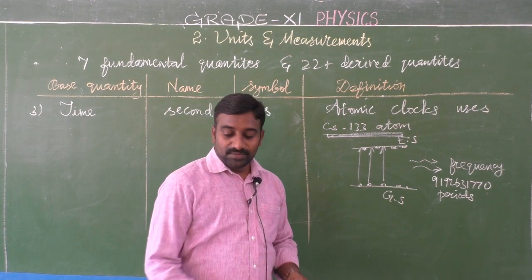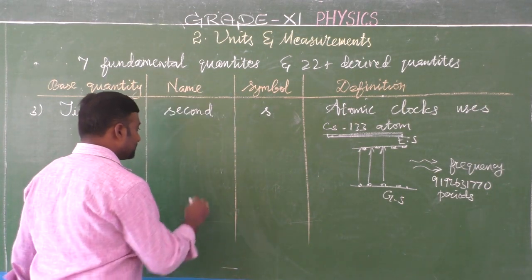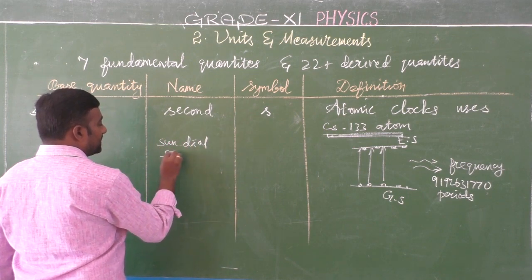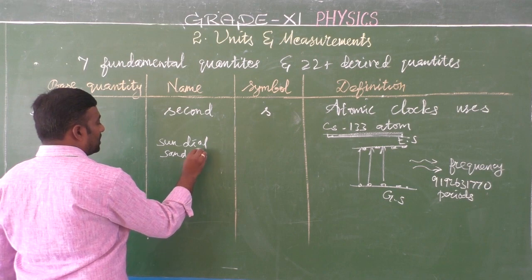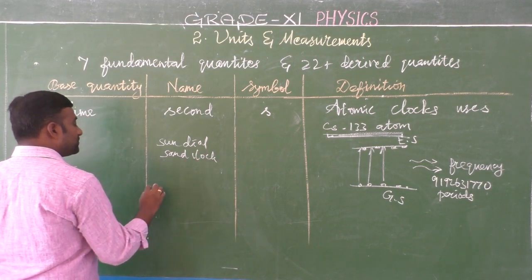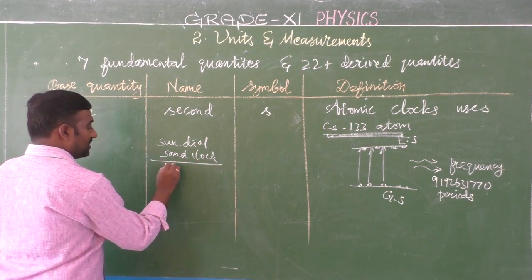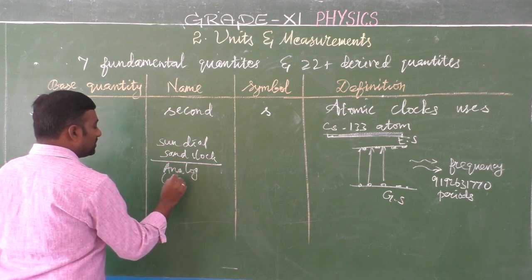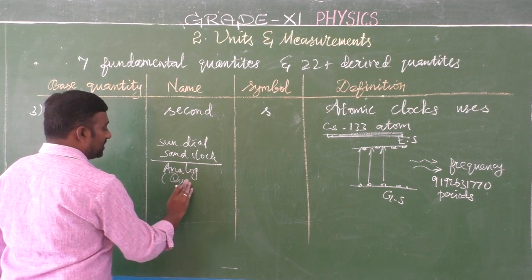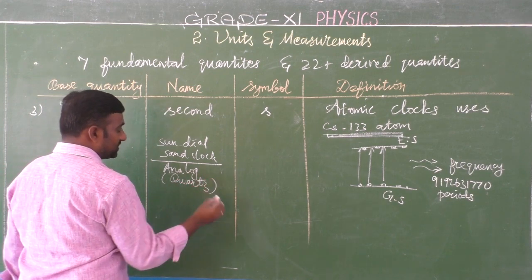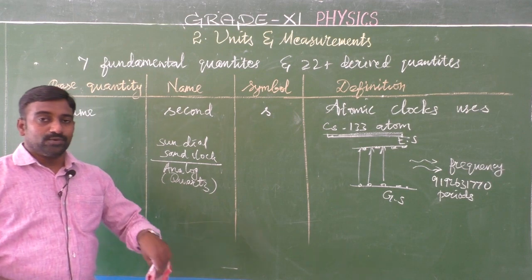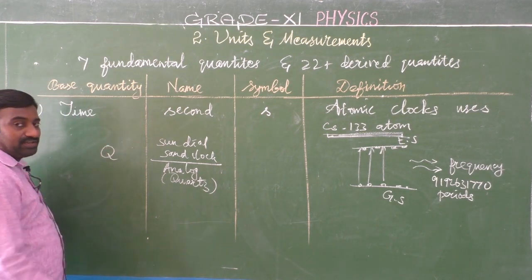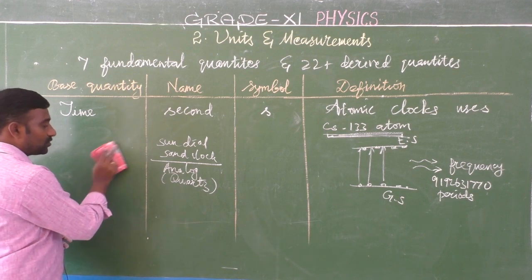So in the order, what clocks were used first? Sundial, sand clock and water clock. After that we used analog. Analog mostly uses quartz crystal. In our wristwatches and wall clocks also there is quartz. So because it is analog, it uses quartz crystal.